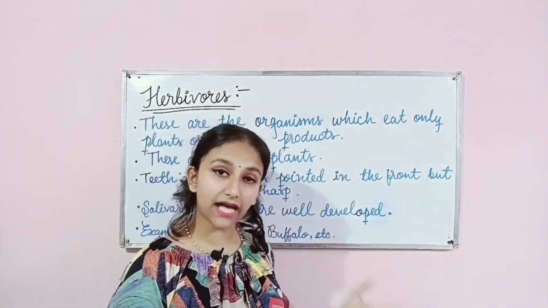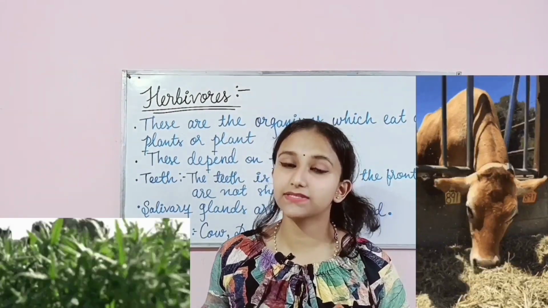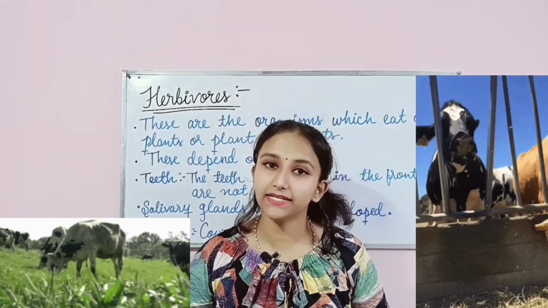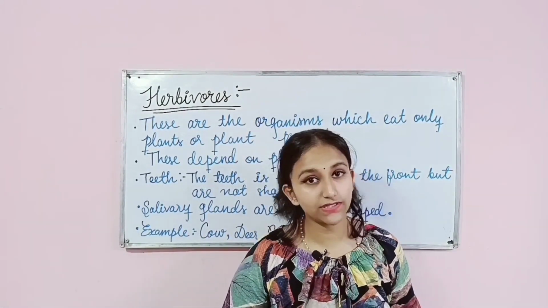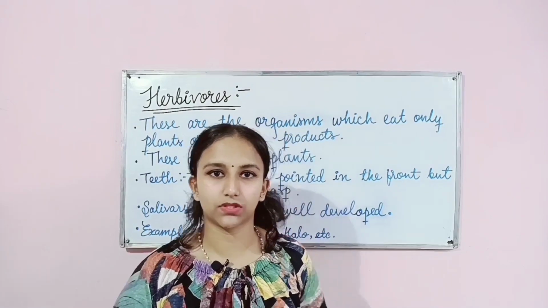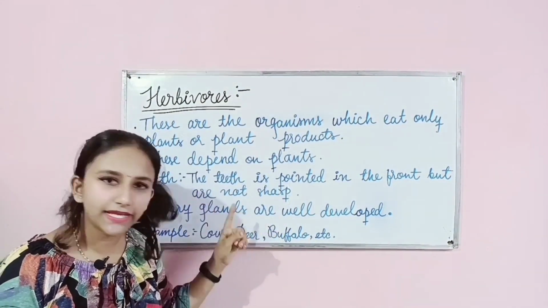You must have seen cows. Cows eat grass or some kind of green plants, and they also eat straws and other plant products. Similarly, we have buffaloes, goats, horses and many other examples also. These organisms depend only on plants. They do not eat animals.